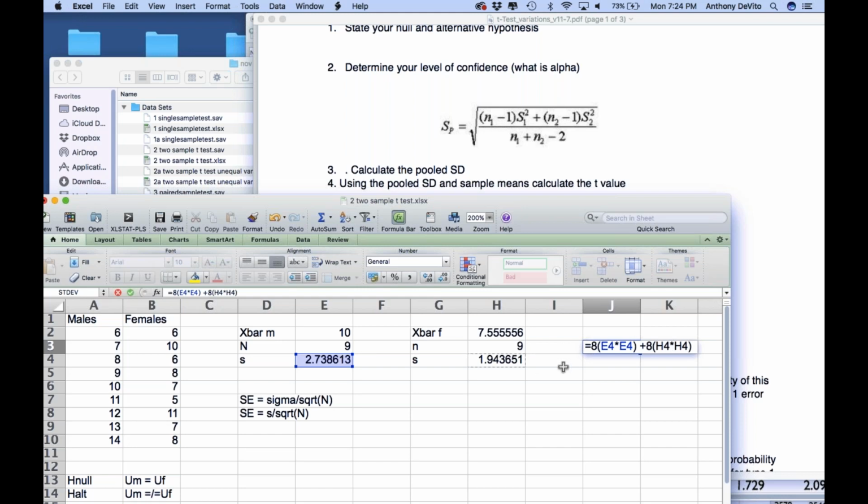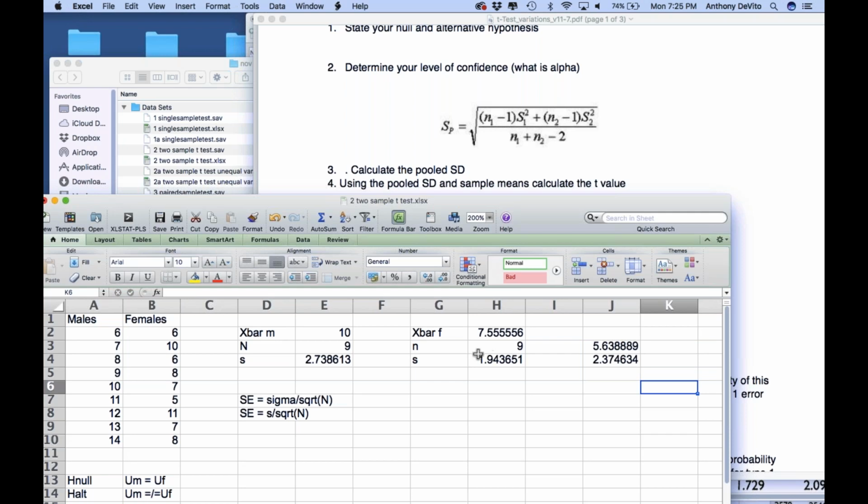That's standard deviation times itself. I've got to stick an asterisk in there. Okay, and I'm going to divide this whole thing, which means I've got to put the whole thing into parentheses, by the sum of these two sample sizes minus 2, which is 16. And it comes out to be 5.63. But now I've got to take the square root of that. It comes out to be 2.37.